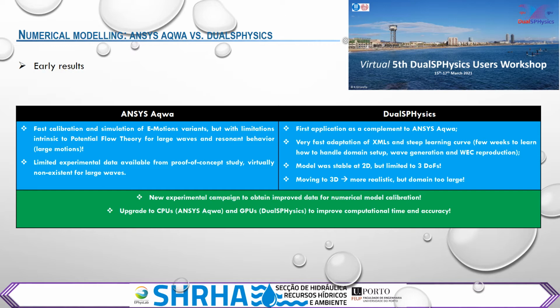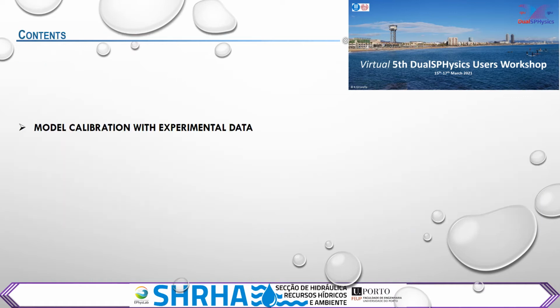However, the domain is very large, so add to that the limited data I had from the experiments, and I had a bit of a problem. To solve that problem, I carried out a new experimental campaign, and I also upgraded the CPUs that I use for the simulations with DualSPHysics, and I was also able to have access to the GPU cluster at Torrency. Again, I thank the team there, to carry out the simulations with DualSPHysics.